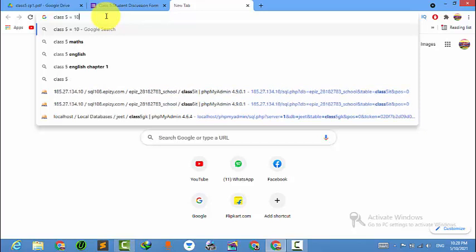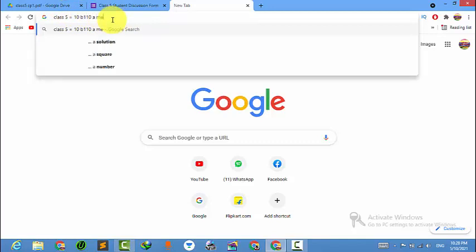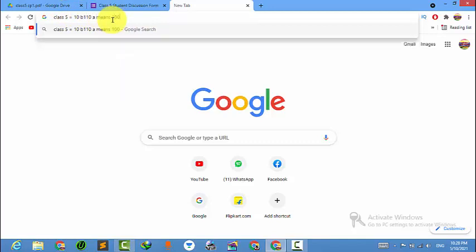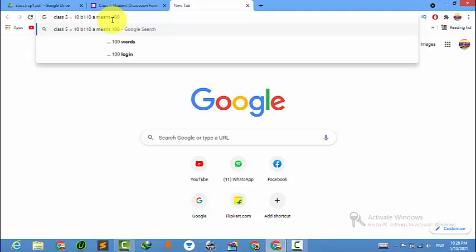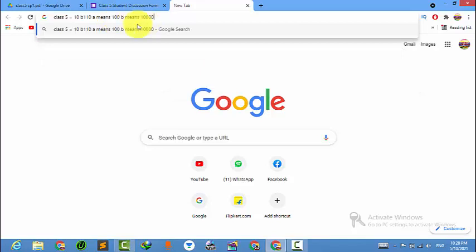Something like 10001, some kind of combination. What I have already told you is that the computer only understands 1 and 0. Whatever we write is a combination of 1 and 0. Suppose A means 100, then B means 1000, something like that. Each and every alphabet has a different unique number of 1s and 0s.